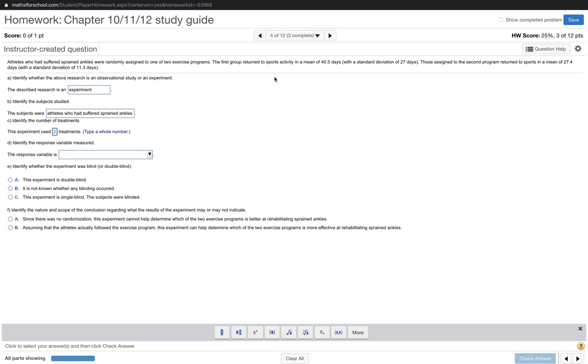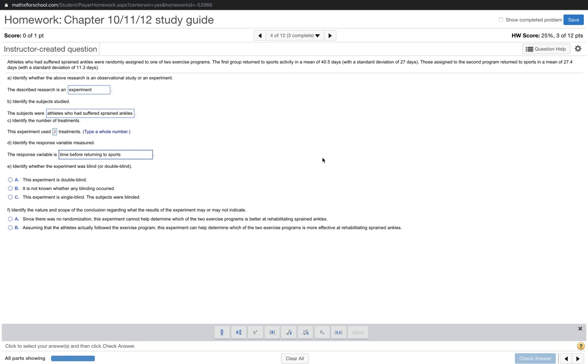Identify the response variable measured. First group returned to sports activity in a mean of 40.5 days. Those assigned to the second program returned to sports. So they were measuring how much time it took for them to return to the field of play. So the time before returning to sports.